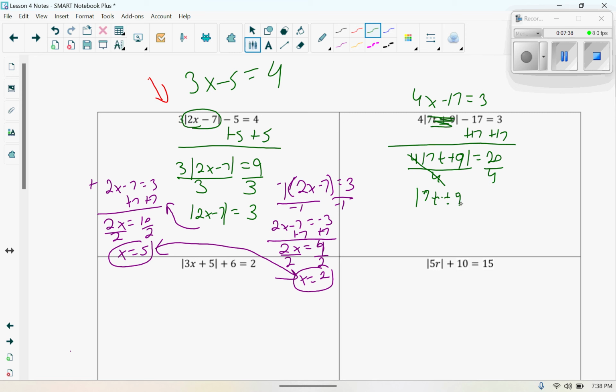Oh gosh, that looks terrible, doesn't it? Let's clean that up. Okay, so 7t plus 9 is equal to 5, and that is still in our absolute value. Now I'm going to switch it into 2 pieces. So I'm going to have 7t plus 9 is equal to 5, and I'm going to have negative 7t plus 9 is equal to 5. And just solve for each side.